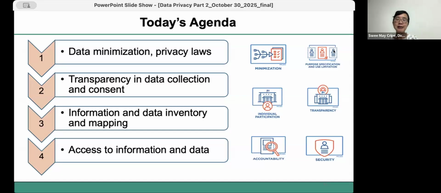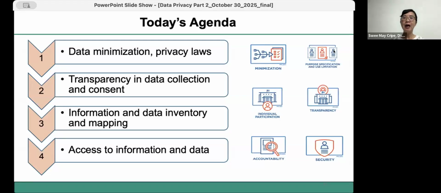Today, Ashanafi will continue to discuss strategies for data minimization. I'll go over quickly privacy laws, and then Jen will cover transparency in data collection and consent. Ashanafi will be covering topics related to data inventory and mapping and access to information.